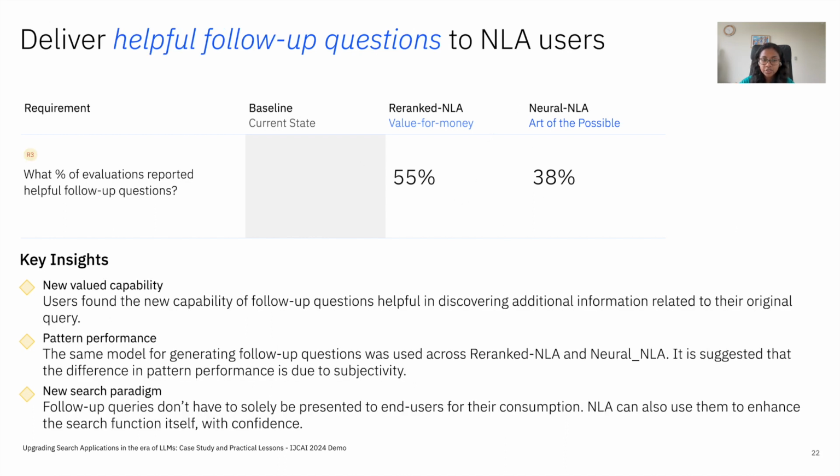What was the percentage of evaluations reported helpful for follow-up questions? In re-ranked NLA, 55% found the follow-up questions to be relevant. In neural NLA, 38% found the follow-up questions to be relevant. A key insight we have here is that users found the new capability of follow-up questions helpful in discovering additional information related to their original queries.